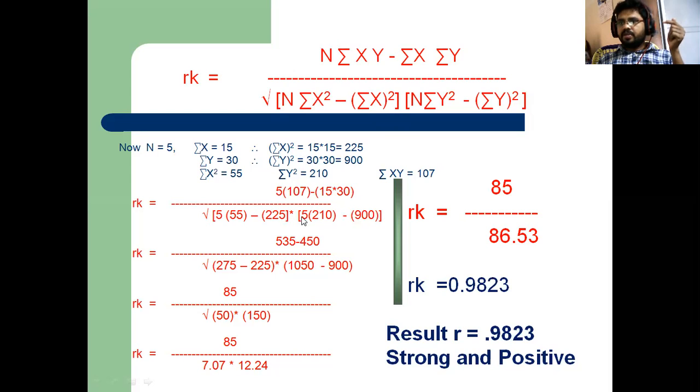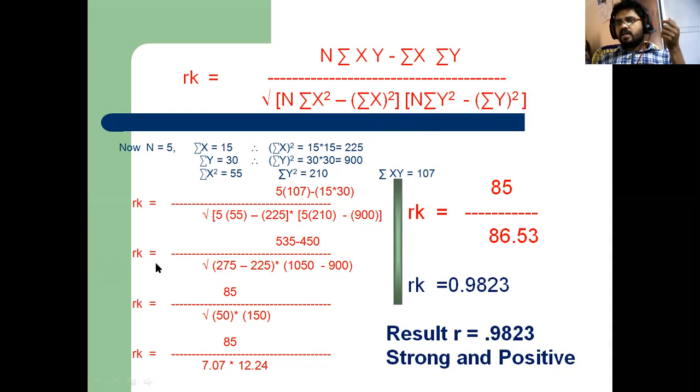Then here into. Then n is nothing but 5. 5 into sum of y square. Sum of y square is 210. 5 into 210. Then minus, I have taken as it is. Then sum of y whole square. Sum of y whole square is 30 into 30, 900. Okay.